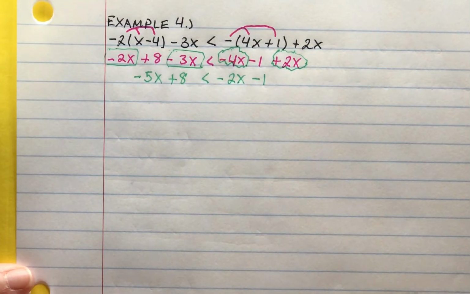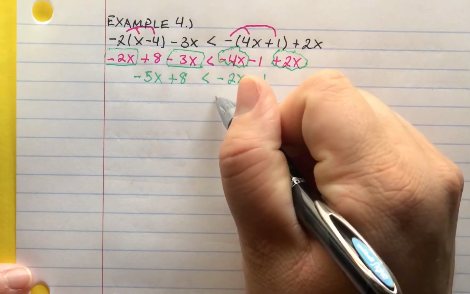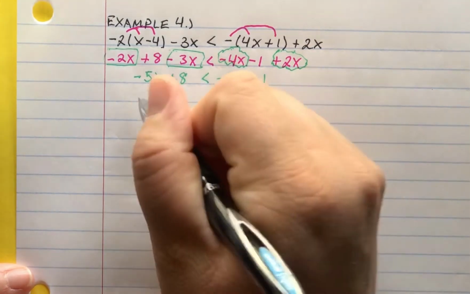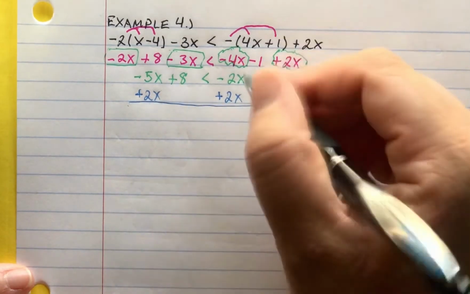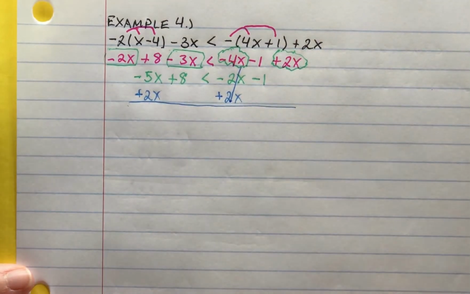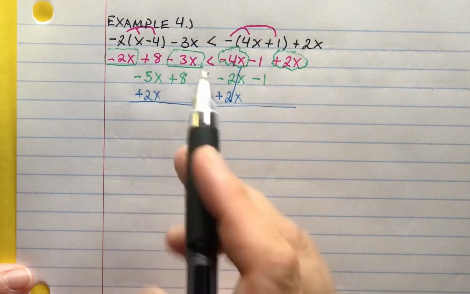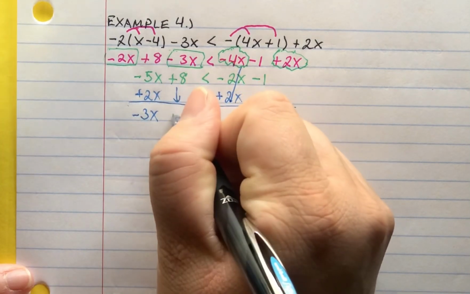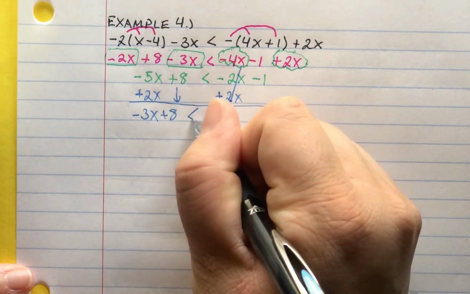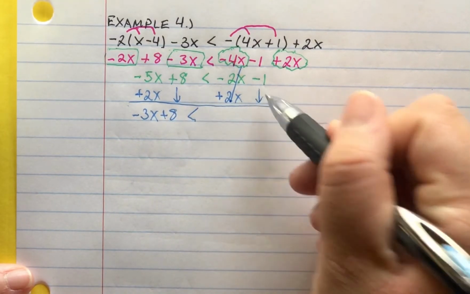Now I'm going to start to move my pieces. I'm going to move the negative 2x over by adding it to both sides. The 2x will cancel out. Negative 5x plus 2x is going to be negative 3x. I have the plus 8 to bring down, the inequality symbol, and then the negative 1.